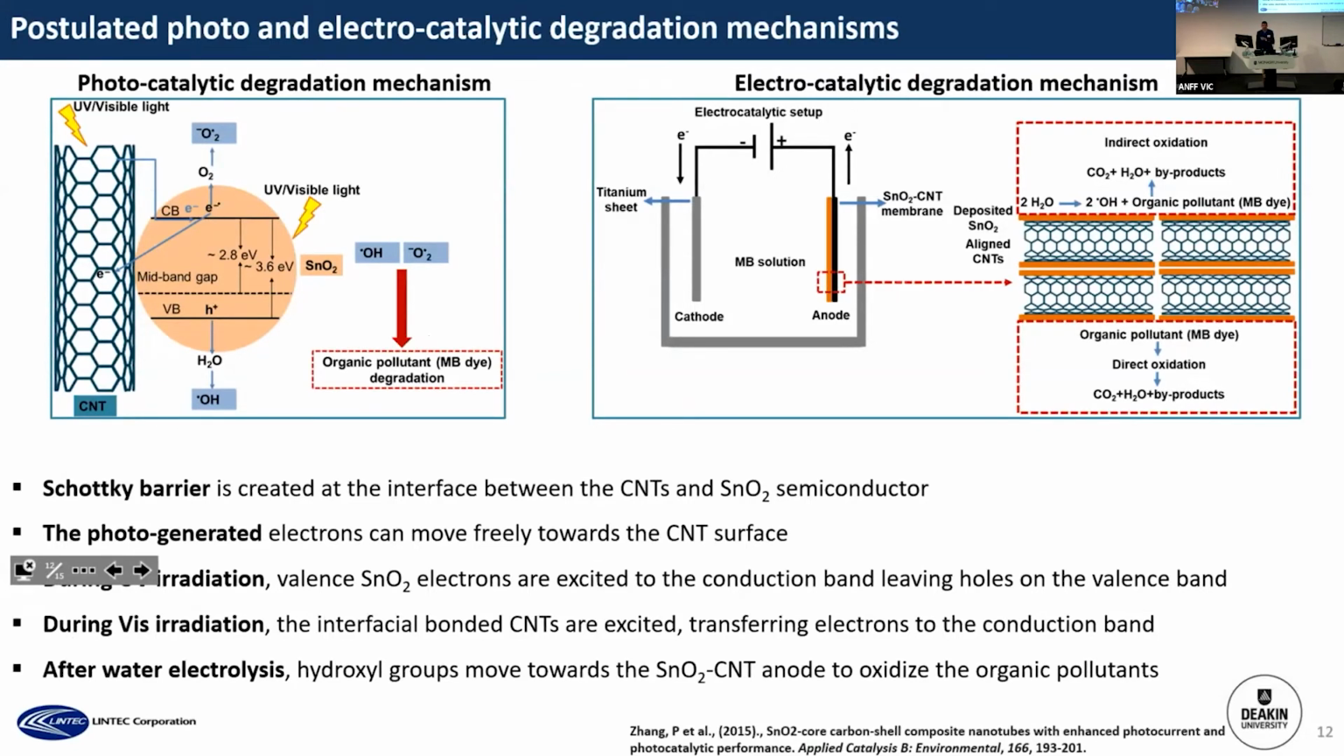However, we have a problem that these electrons can recombine over time, but we have the carbon nanotubes that act as an electron sink to trap these electrons. And this is the advantage of carbon nanotube. And for the electrocatalytic setup, we oxidize the pollutants on the CNTs by anodic oxidation directly or by hydroxyl groups indirectly.